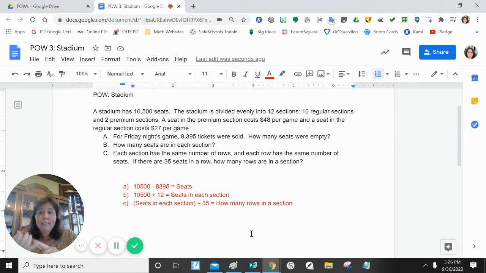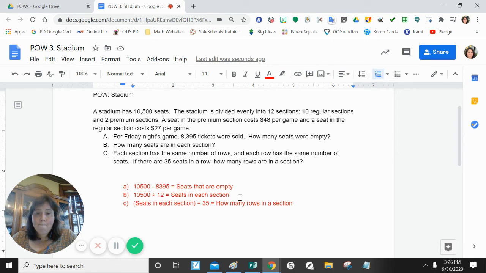You have 3 different answers. You should have 3 different sentences, 1 sentence for each part. 1 sentence telling me how many tickets or how many seats are empty. Seats that are empty. 1 sentence showing me how many seats are in each section. And 1 sentence telling me how many rows are in a section.